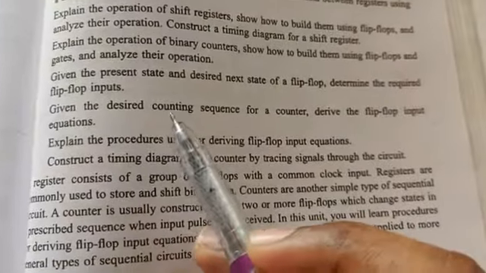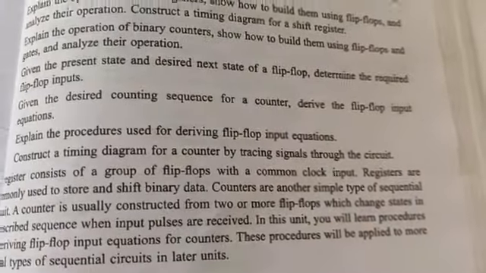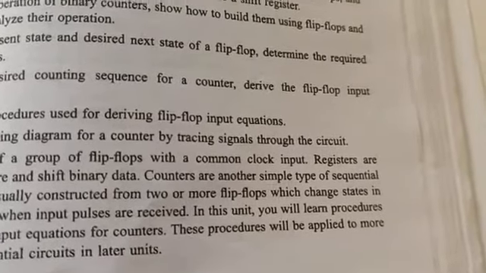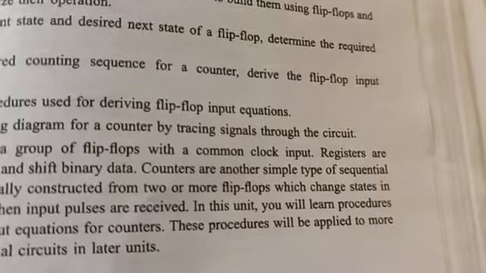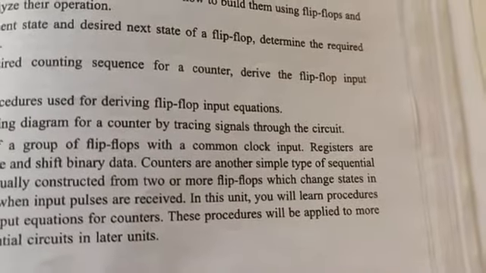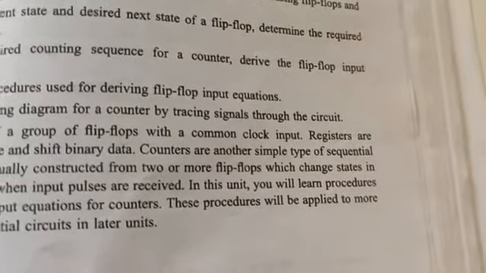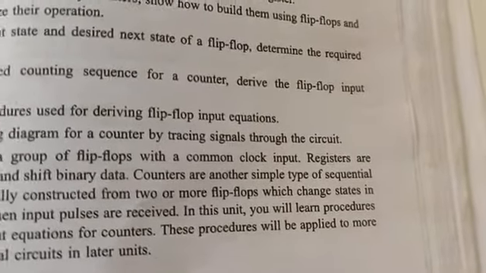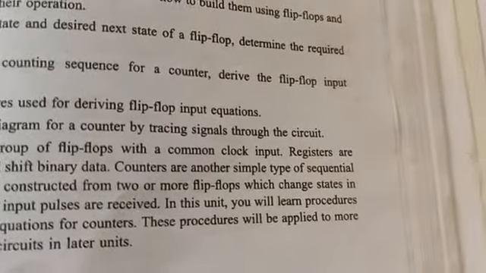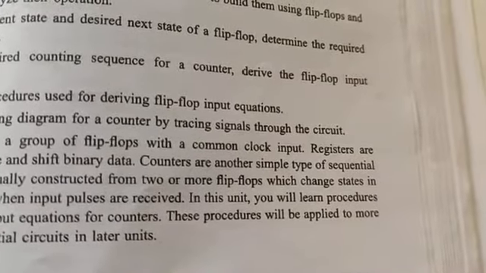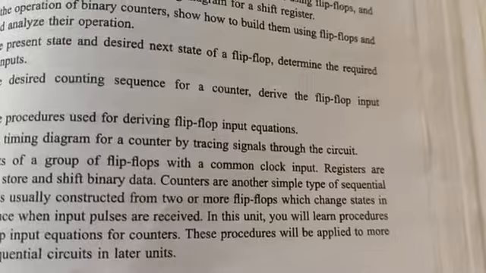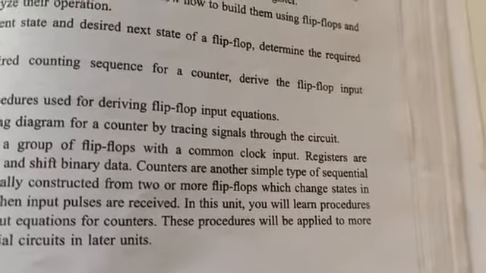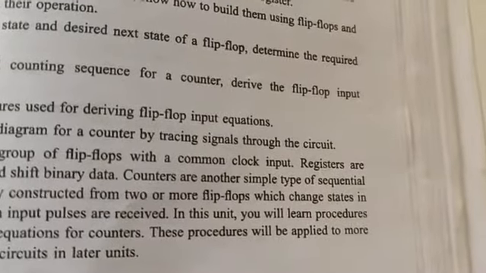If you want to construct a counter with a desired sequence, normally counting goes 0, 1, 2, 3, 4, 5, 6, 7, in sequence. But if I want the count to go 0, then 4, after 4 then 7, after 7 coming back to 3, then 2, then 5, then 6, according to our needs, if I want to display the output in such a manner, that is possible by using counters. We are going to learn about that as well.